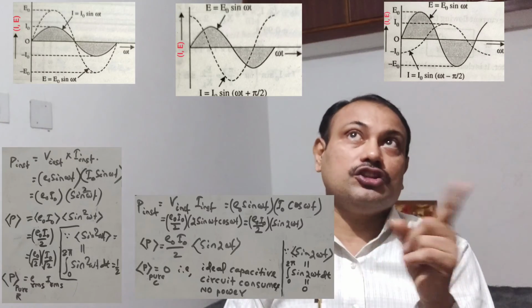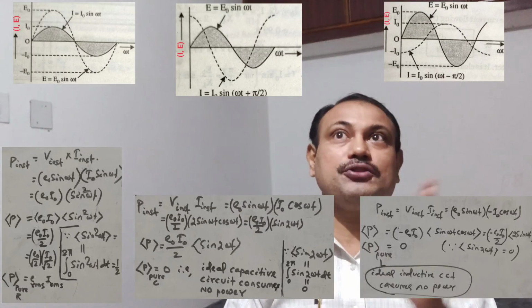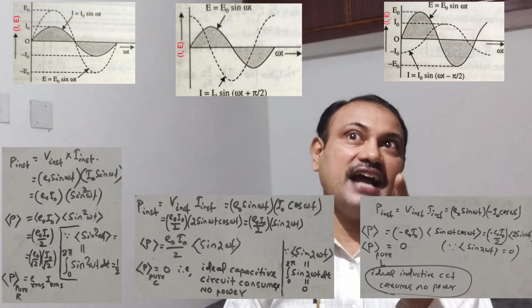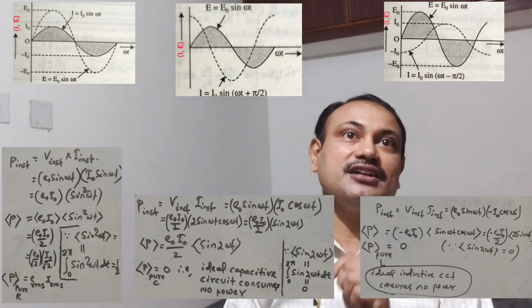But if you see the other two cases, that is pure C and pure L cases, the average power consumed for these ideal capacitive and inductive circuits is 0.